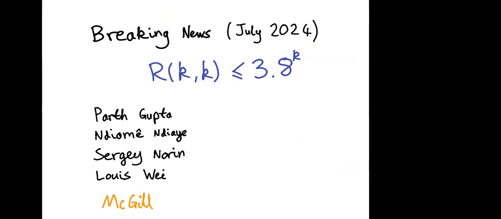Breaking news, okay, from a few months ago, this team from McGill, Gupta, Ndiaye, Norin, and Wei proved 3.8^k as an upper bound. They called their paper optimizing the CGMS method. I would say they optimize and adapt it, because there are definitely new ideas in there.